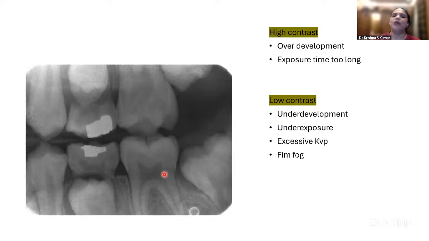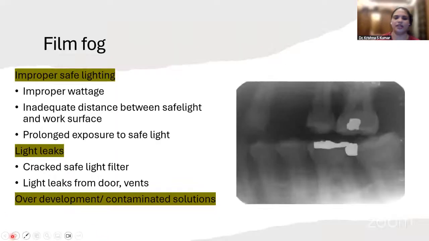The other reason is film fog, which will also cause low contrast. Film fog is mainly due to improper safe lighting, which means improper wattage. It should be 15 watt or 7.5 watt. A distance of 4 feet is not being maintained between the safe light and the work surface, or there is prolonged exposure to the safe light. If the safe light is cracked or there are light leaks, that can also result in film fog.